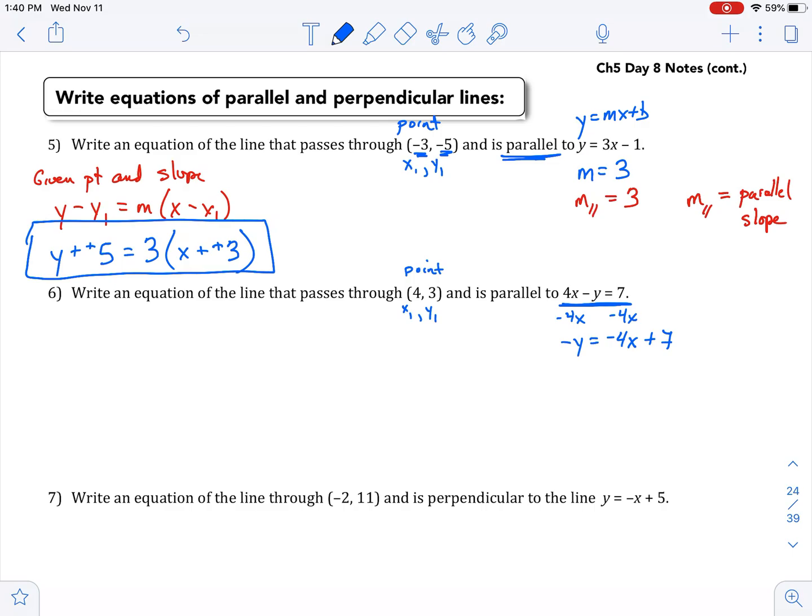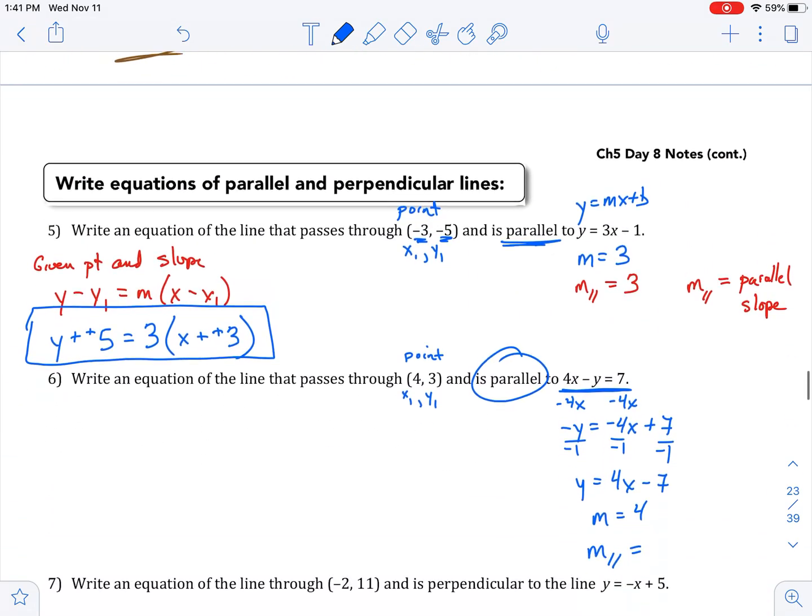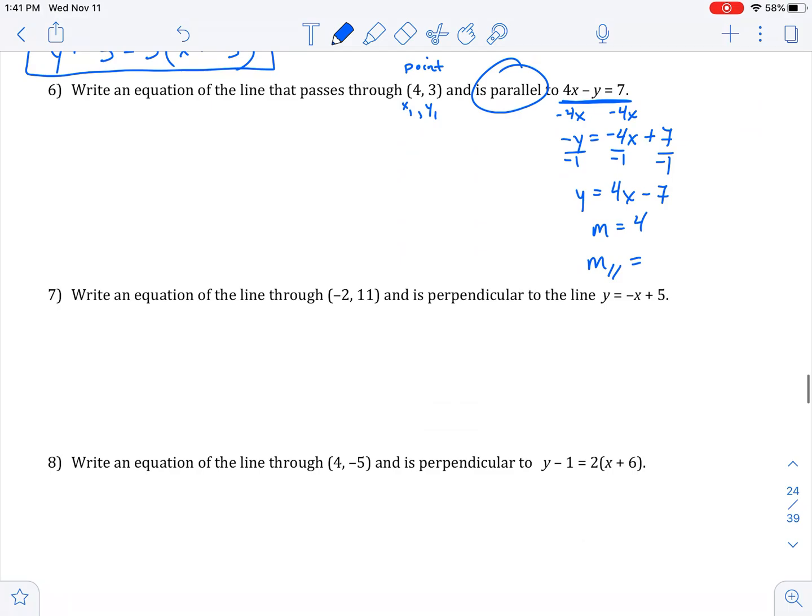So what I'm going to do here is subtract over 4x, and divide by negative 1. I get y is equal to 4x minus 7. And that is going to tell me that the slope of this line is 4. Again, we double check the keyword here is parallel. So the parallel slope I'm going to use there is still 4.